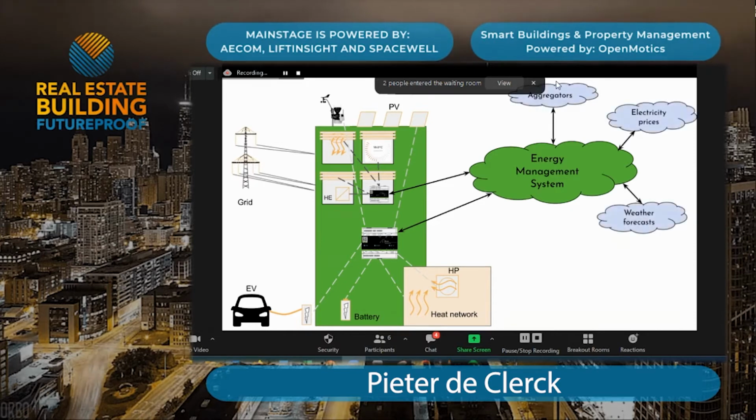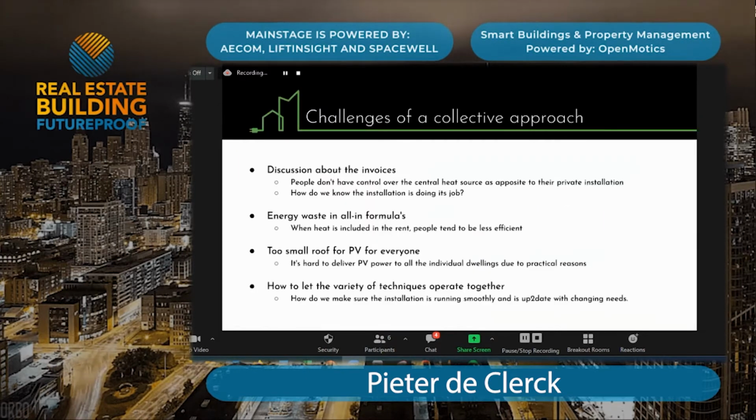On top of that, having such a cloud-based EMS brings opportunities to link in new data-driven services like weather forecasts, which is not possible on the individual level, or even fetch the Belpex prices to optimize the energy flows, or sign up to services from aggregators. But if we see that everything is changing to these collective installations, there are quite some challenges which need to be overcome. The first one we observed quite a lot in our sales talks is that apparently there is a lot of discussion about the invoices.